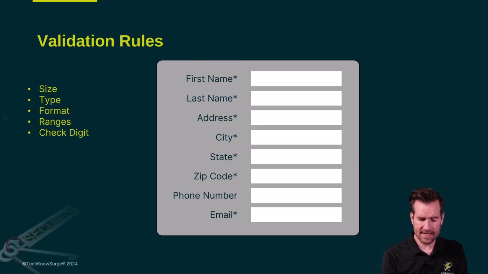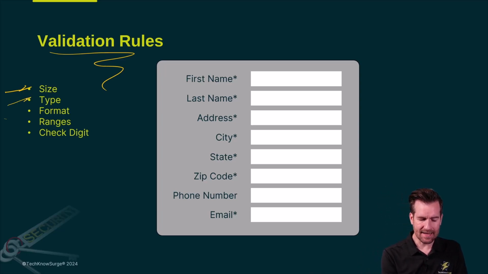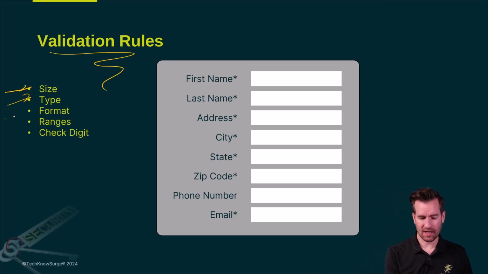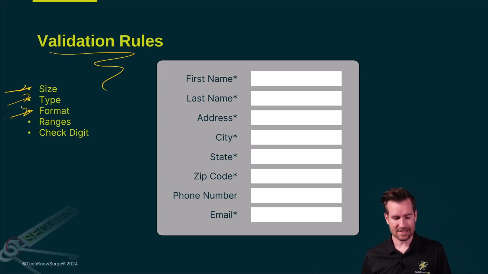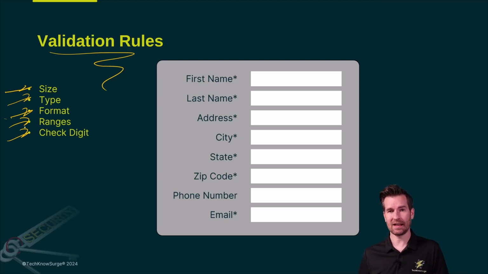I already gave an example of some validation rules, but some of it might be the size, how many characters or numbers can be put in, and the type of it. Can it be numbers? Could it be letters? Could it be special characters? The format in which it gets entered, the ranges that can be added into it, and there's also something called check digits that we'll get into in a second.